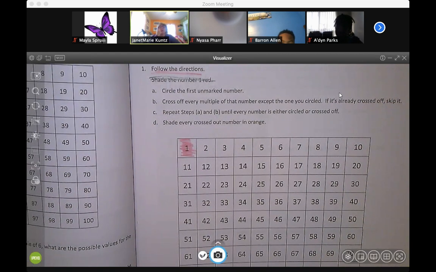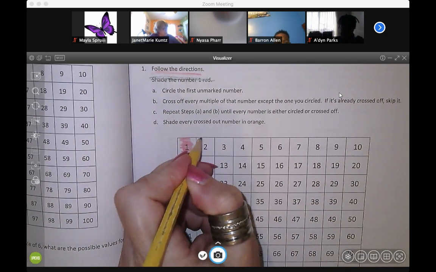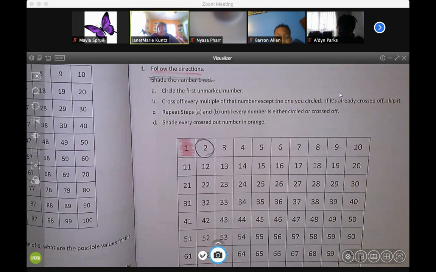And we're not participating. What's the second instruction, Aaron? Do you have your book out? Mia, what's the second instruction? Circle the first unmarked number. What number would that be? Chloe, two. Thank you. So go ahead and circle that.